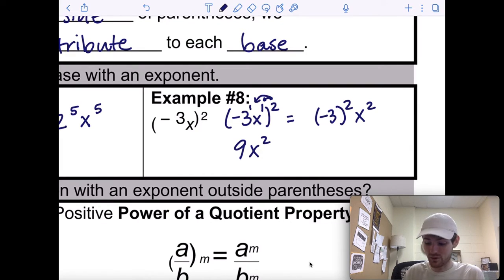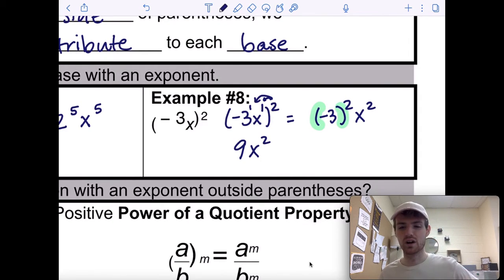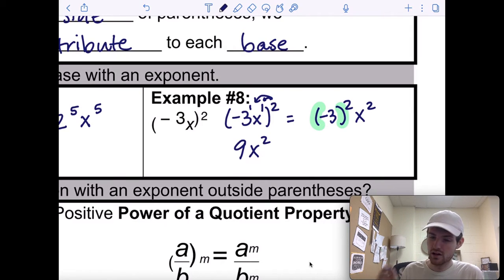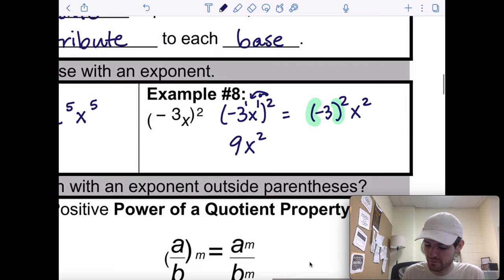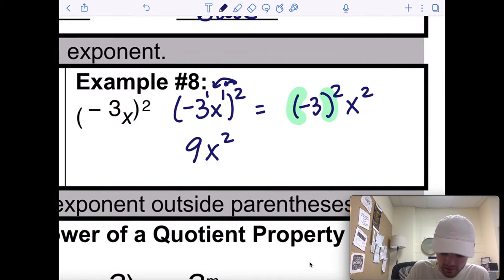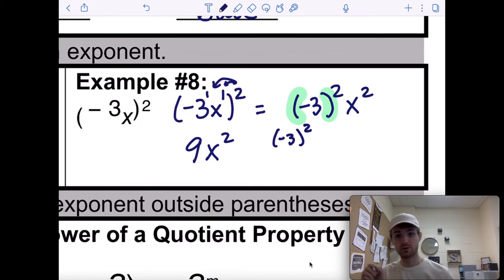It's really important that we put these parentheses. Let me show you why. If you have a calculator nearby, if you have your phone, calculator, something that you could tippy-typey in, do this. Type in parentheses negative 3 parentheses squared.